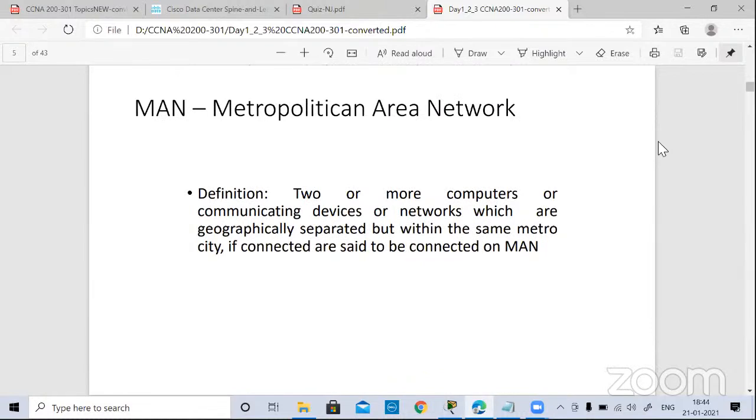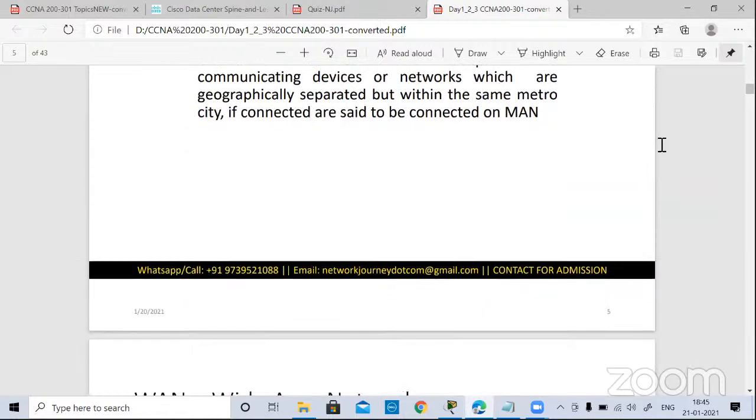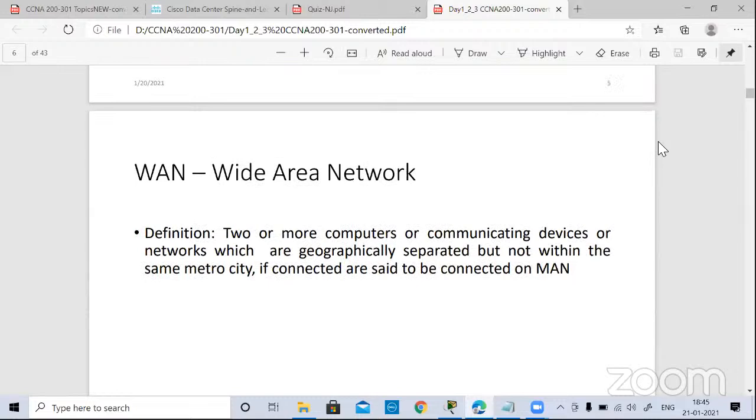We don't talk about this much. We either go with a LAN or a WAN network. If it is within the same metro city but geographically separated, then it is said to be a MAN. And a WAN has to be what? It has to be geographically separated, but not within the same city. So that is the definition of a WAN. These are the general definitions of LAN, WAN, and MAN.